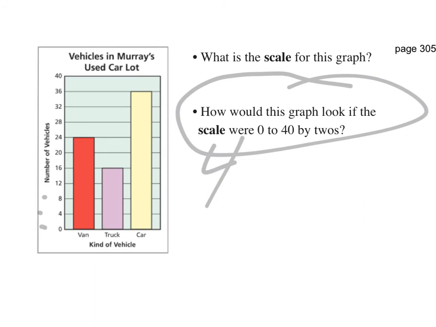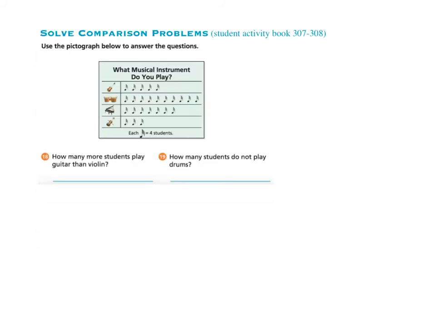So with bar graphs, you guys should be good. So if you look at this one, it'd be 24. So the number of vehicles, the kinds of vehicles. So there's 24 vans, there's 16 trucks, and there's 36 cars. And quickly. Now on the last page, you're back to a pictograph.